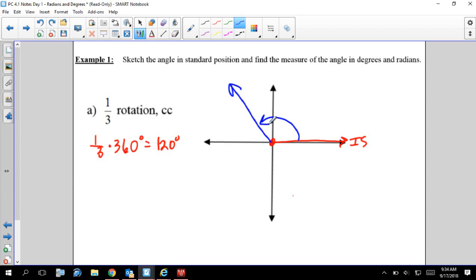Can we figure that out without taking out our calculator and any conversion things? Can we figure that out in radians? Let's just think about this being pi. And this is 120 right here. There's got to be some pieces that lead up to 120.